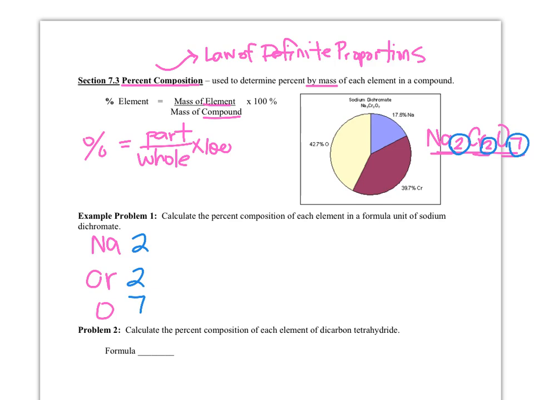Then what we want to do is find the total mass, because when we want percent composition, it's going to be based on mass. So you're going to look on your formula chart at the molar mass of sodium.